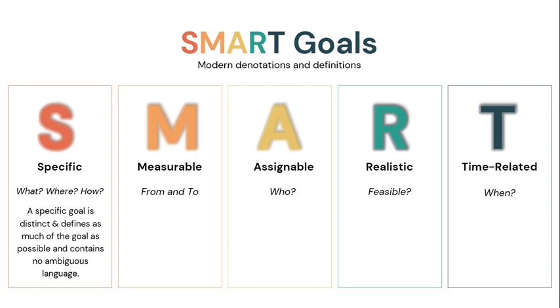Listen carefully. Who? Who is involved in this goal? What? What do you want to accomplish? Where? Where can this goal be achieved? At home? At the office? When? When do you want to achieve that goal? And most importantly, ask yourself why. Why do you want to achieve that goal? Once you've answered those questions, you will be able to proceed to measurable.